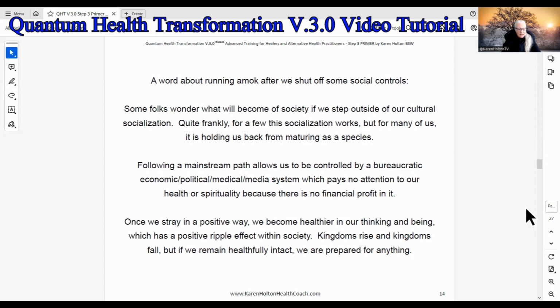Once we stray in a positive way, we become healthier in our thinking and being, which has a positive ripple effect within society. Kingdoms rise and kingdoms fall, but if we remain healthfully intact, we are prepared for anything.